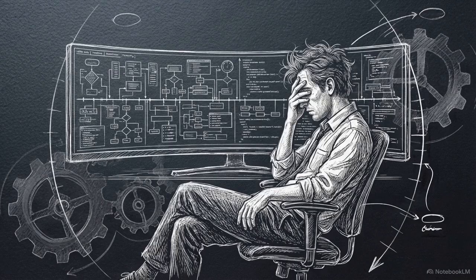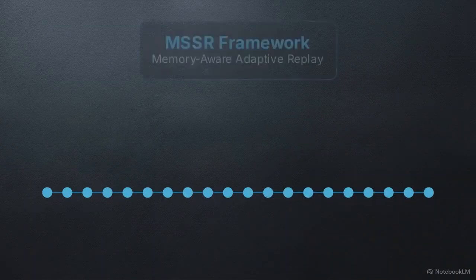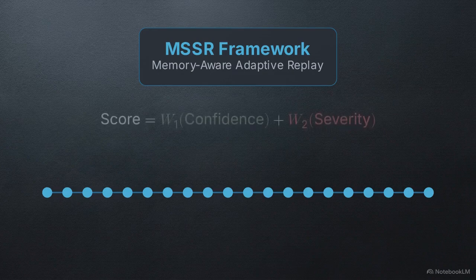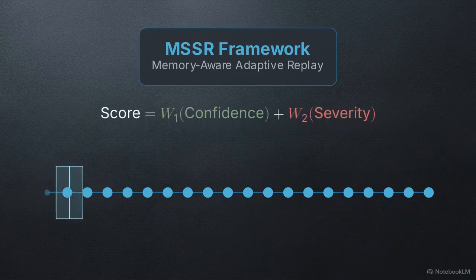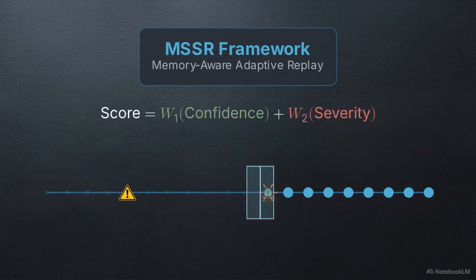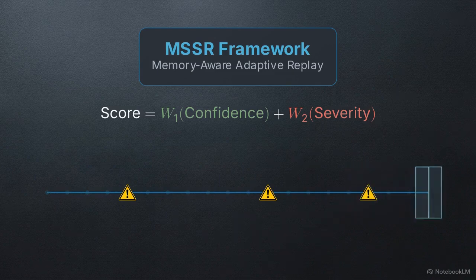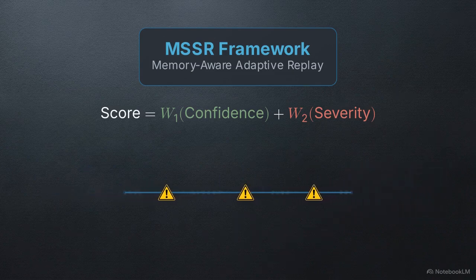Even with state restoration, watching a 10-minute agent loop play back linearly is an unviable waste of engineering time, a problem known as replay fatigue. The debugger implements the MSSR framework, Memory-Aware Adaptive Replay, to collapse low-value segments of a trace. The system uses an importance scoring algorithm to evaluate structured event fields. It prioritizes high-value anomalies over routine events.